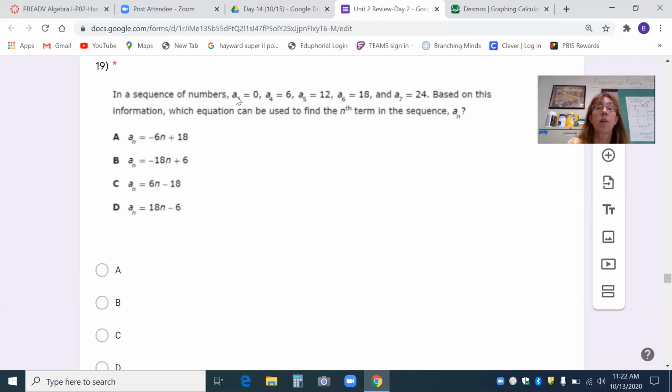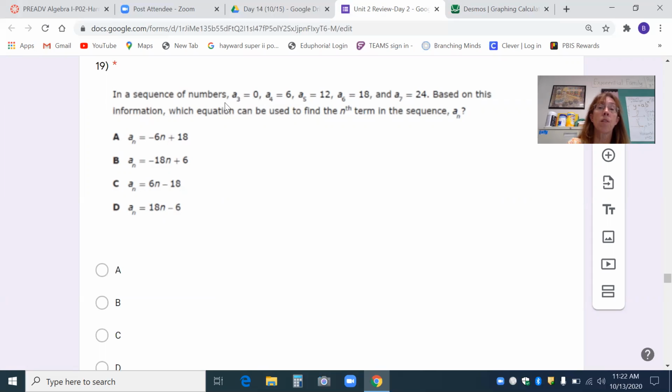You could plug in for a sub 3. When n is 3, the answer should be a 0. So I could take each of these equations down here, and where this n is, plug in a 3. So negative 6 times 3 is a negative 18. Negative 18 plus 18 is 0, which is what my third term is. When n is 3, my y is a 0.